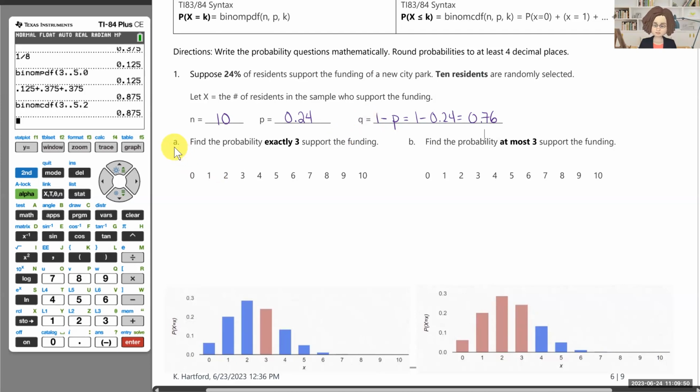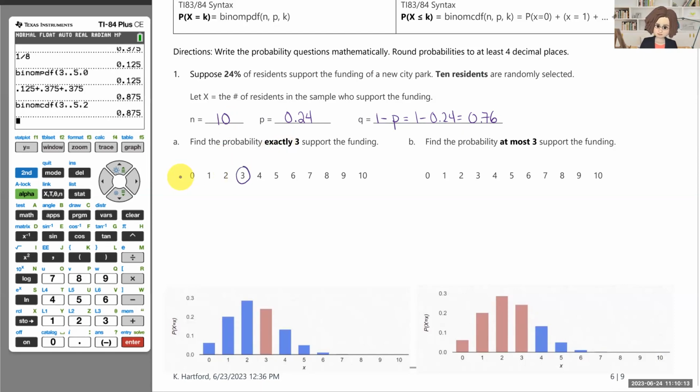All right, so now let's do part A. Find the probability that exactly 3 support the funding. What I did here was just list all the possibilities for X. So maybe none of the 10 support the funding, or maybe just 1 person out of 10, or 2 people out of 10 support the funding. In this question, we're looking for the probability that 3. So I'm just going to circle that 1 value.